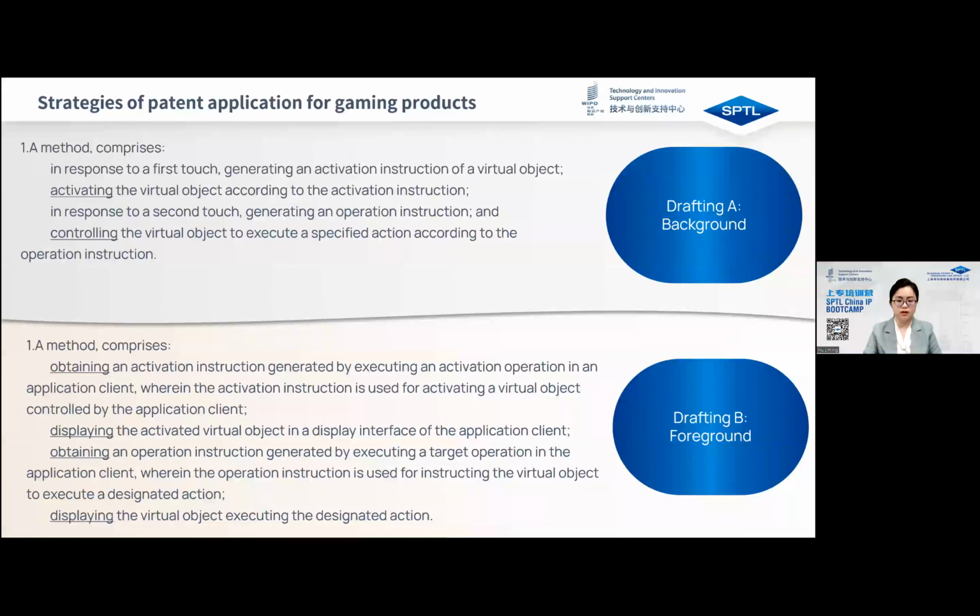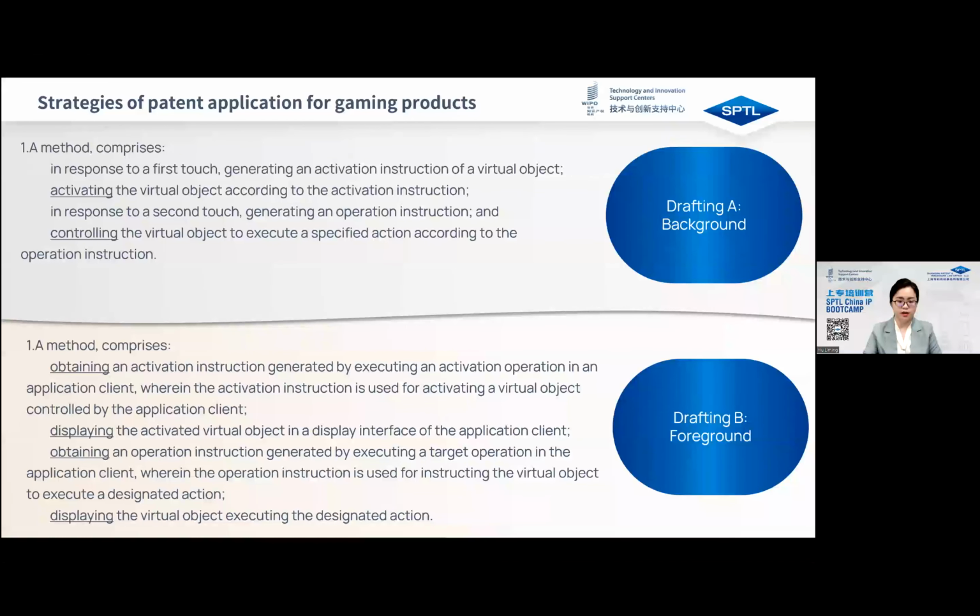In addition, drafting method B is also easy to compare during the infringement lawsuit. For example, when the infringing object covers the following features, such as obtaining activation comments, displaying virtual objects, obtaining operation comments, displaying sync screens of actions, infringement can be easily determined.